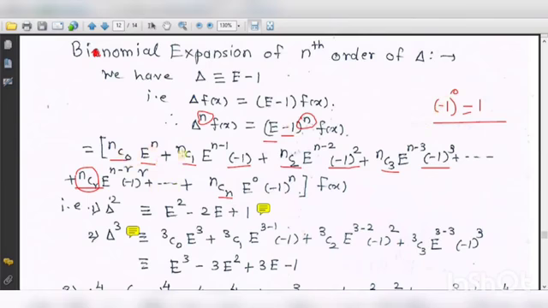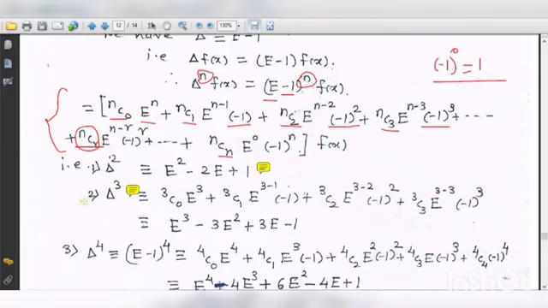Now see the next term, nC1. Then the power of E is n minus 1, and the power of minus 1 is 1. If you remember this formula, well and good. Otherwise, I will give you a short method or trick to write down the expansion. Let us go to some examples.